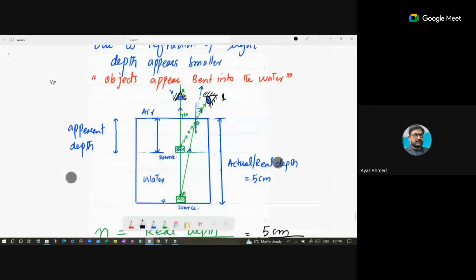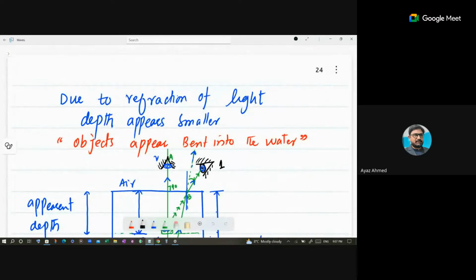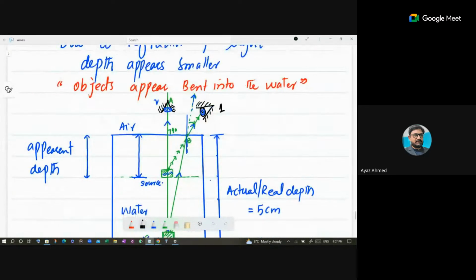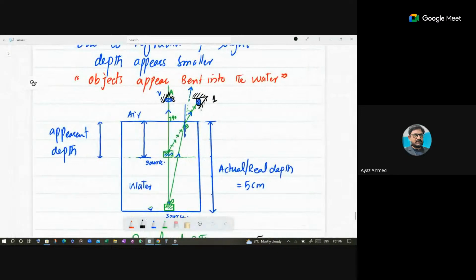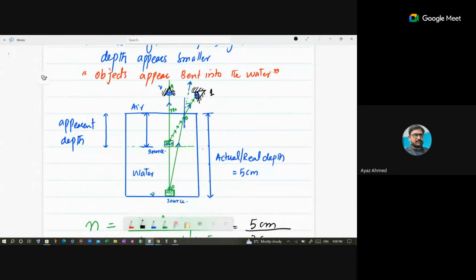Yes, this was the topic we discussed last time. Actually, we discussed a lot about refraction and refractive index. The major focus in the last lesson was how to calculate refractive index and what the function of refractive index is during refraction. So that was the detailed discussion about refraction.